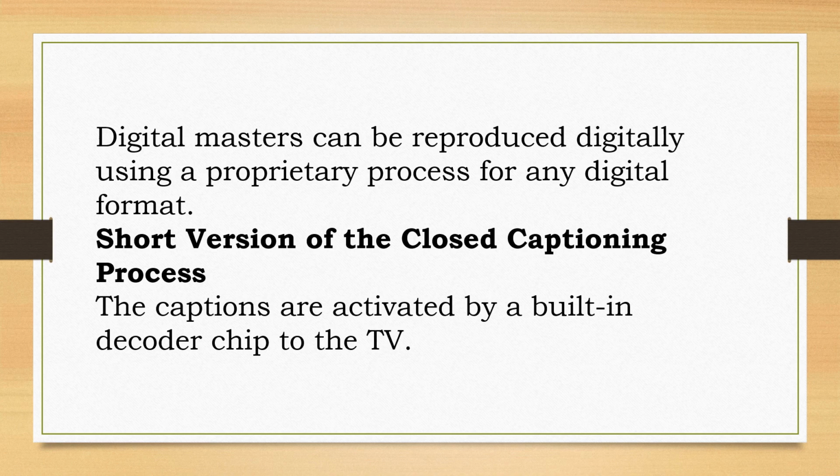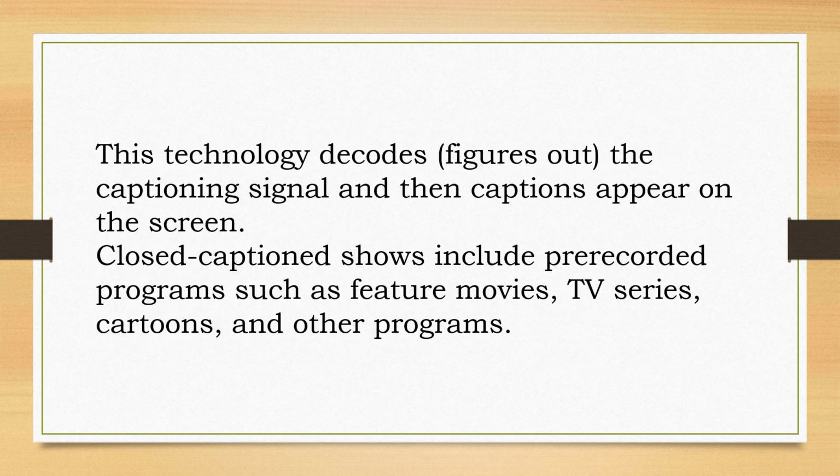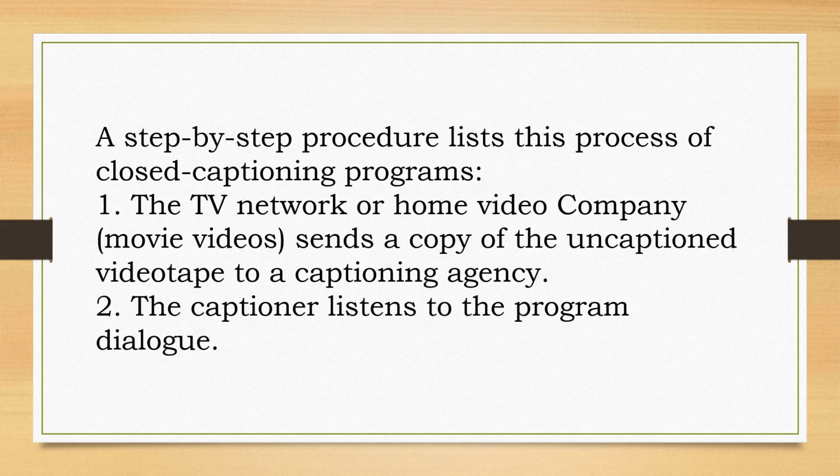Short version of the closed captioning process. The captions are activated by a built-in decoder chip in the TV. This technology decodes, figures out, the captioning signal, and then captions appear on the screen. Closed captioned shows include pre-recorded programs, movies, TV series, cartoons, and other programs. A step-by-step procedure lists this process of closed captioning programs.